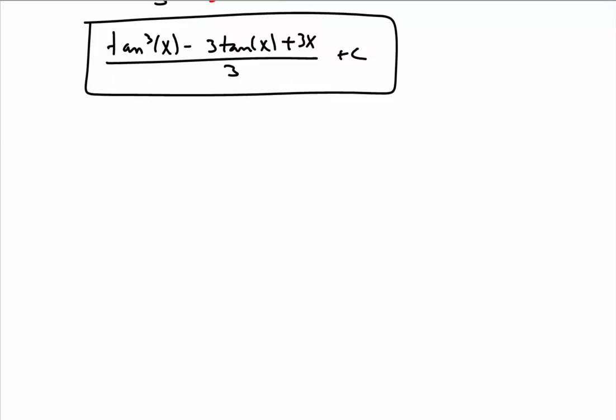So our strategy there was we realized that tangents and secants kind of go together with antiderivatives, and we used our Pythagorean identity to rewrite. Let's go ahead and look at cotangent cubed.